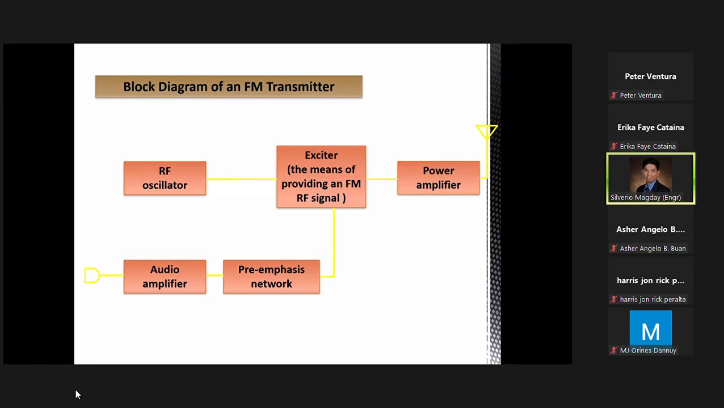Block diagram of the FM transmitter. So how does it go? We have audio and then a pre-emphasis network, where boosting happens. From your audio, your message signal or the modulating signal, it goes through a pre-emphasis network. There is a crystal oscillator again which produces the carrier wave, and the output is then fed into the phase modulator. The exciter is the means of providing an FM and RF signal.